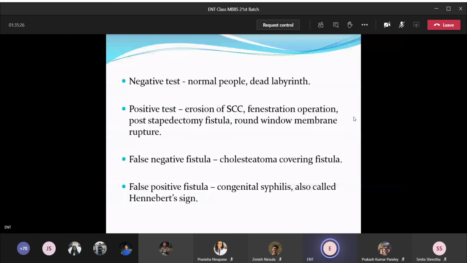So false negative fistula is seen if a cholesteatoma is covering a fistula, and false positive fistula test is known as Hennebert's sign. It is seen in congenital syphilis. It's also known as Hennebert's sign.